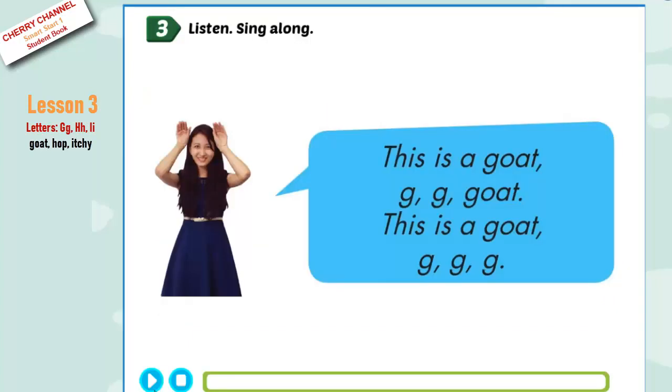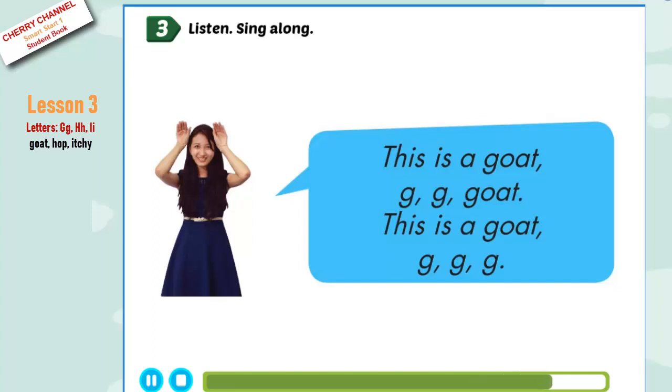Three. Listen. Sing along. This is a goat. G, g, goat. This is a goat. G, g, g. This is a goat.